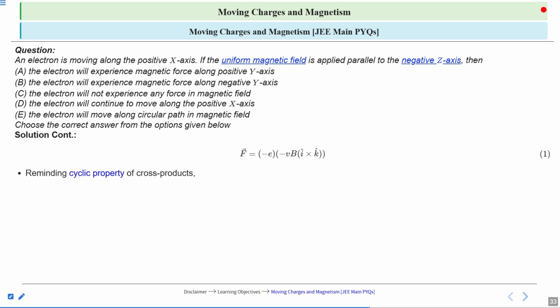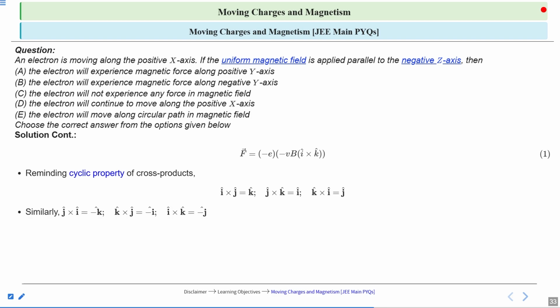Now, reminding you of the cyclic property of cross products. You have also learned this in 11th class. So what is that? i cross j is equal to k cap, j cross k is i cap, and k cross i is j cap. This is the cyclic property. We are going from i to j, j to k, and k to i. But the reverse of this is not the same, so they are not commutative.